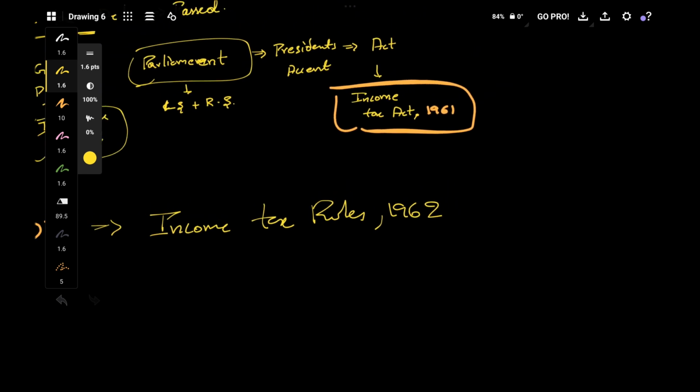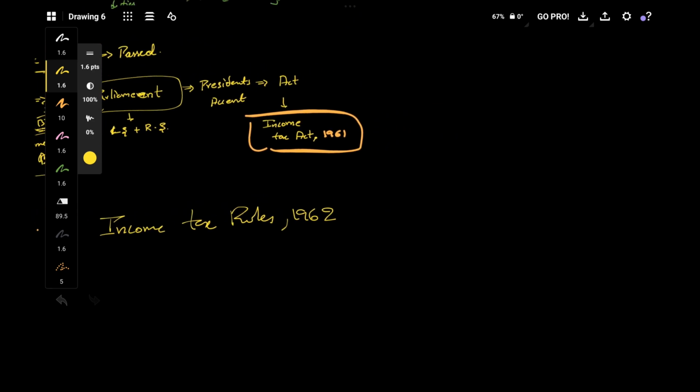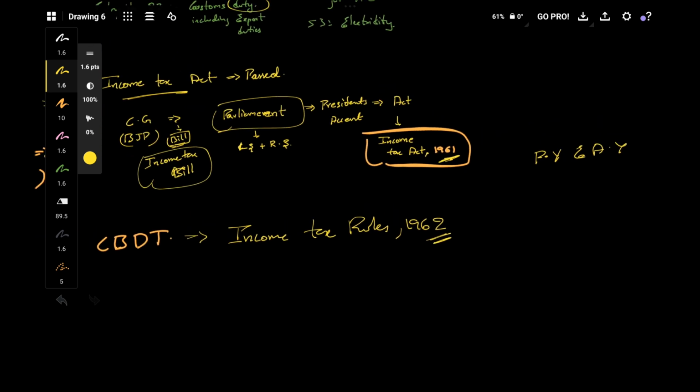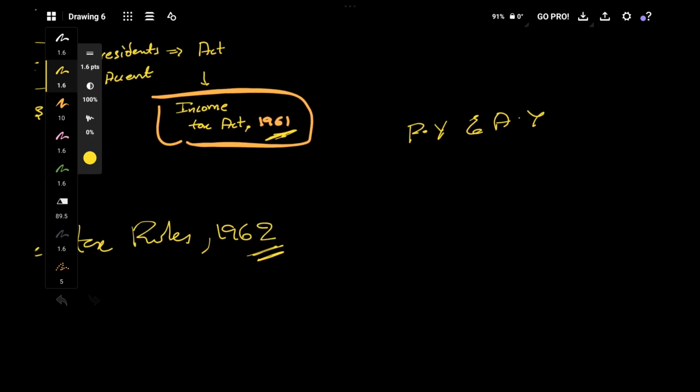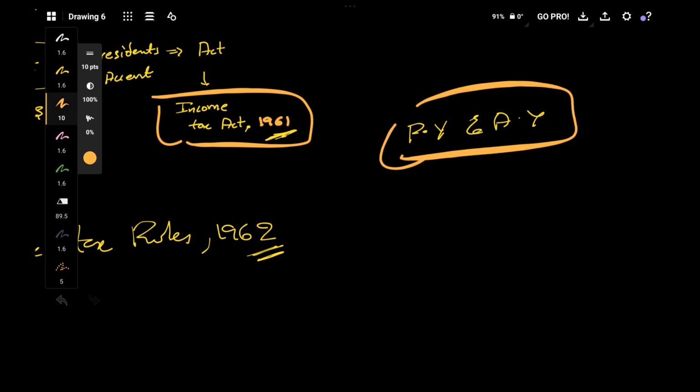Okay, so in income tax we have previous year and assessment year. When the Income Tax Act is passed in 1961, why did they wait for the year 1962 to make these income tax rules and all? Why did they do this? Because in income tax we have the concept of previous year and assessment year.